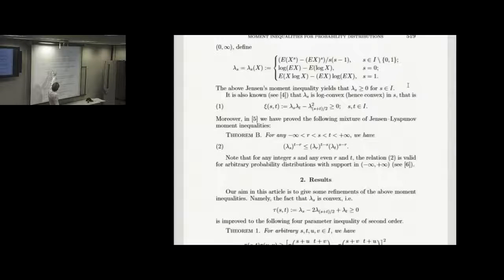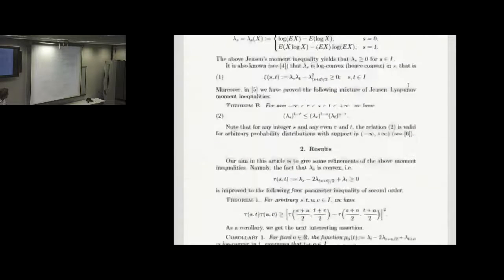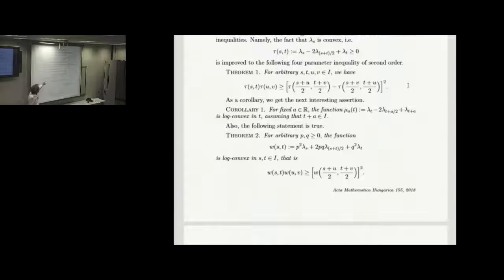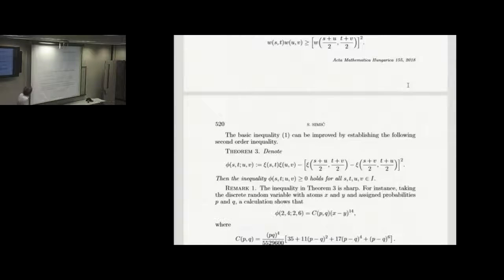See the definition of C? This is C, and now we have an inequality of second order for this function C of two variables. And it says something similar. This is for convex function, you see, and something similar is valid for multiplication.